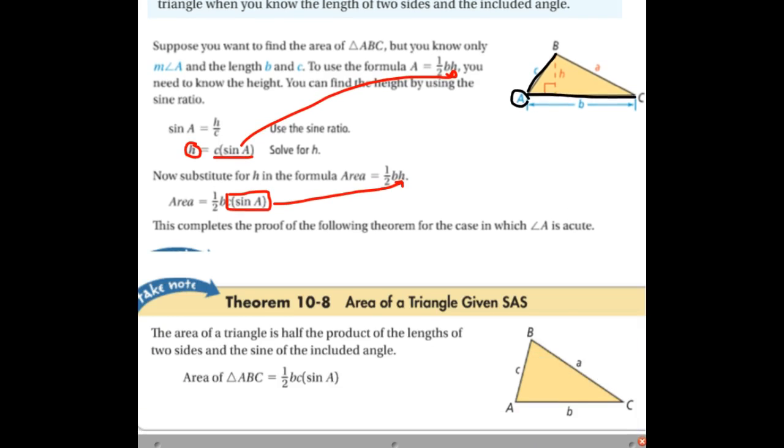So here it says theorem 10a, area of a triangle given side angle side. The area of a triangle is half the product of the lengths of two sides and the sine of the included angle. So in this case, if it's 1/2 BC sine of A, it would be side B, side C, and angle A. So we go 1/2 whatever B is, whatever C is, and sine of angle A.